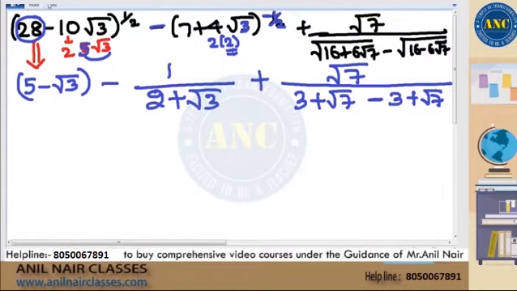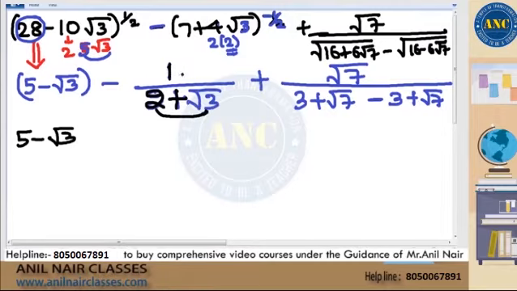First term remains the same as 5 minus root 3. Don't rationalize and waste your time. 2 and root 3. 2 is nothing but root 4. Root 4 and root 3. 4 minus 3 difference is 1. So denominator should be 1.